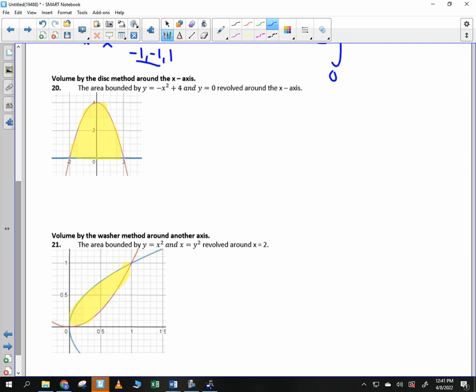Yep. So let's set this up. It is a volume by disk, it says the area by this and that revolved around the x-axis. So we're going to take this, revolve it around the x-axis. So I'm going to take a section of this area. I'm going to revolve it around the x-axis.